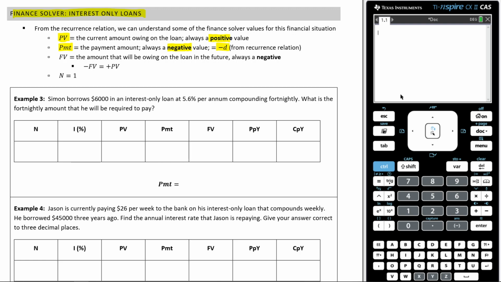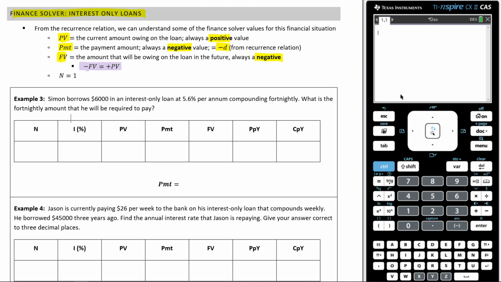Here we now come to the important part, FV, the future value. The amount that will be owing on the loan in the future will always be negative. Now, can you get out a different colored highlighter? I want you to highlight this in a different color because this is very, very important. It's the fact that your future value and your present value, the value of the number will be the same, but one will be negative and one will be positive. So your future value will be negative 10, but your present value will be positive 10.